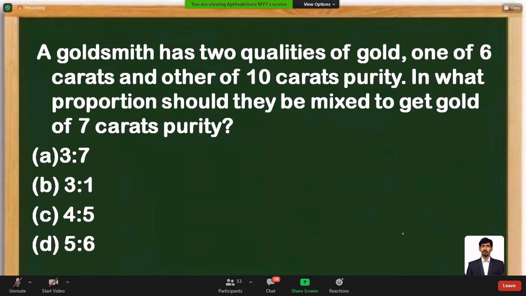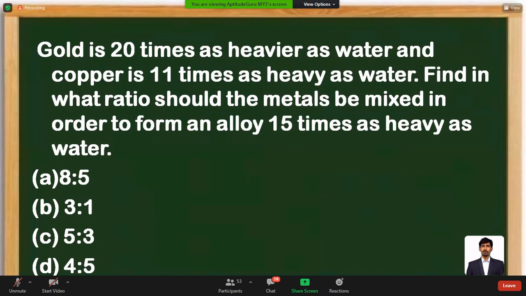A goldsmith has two quantities of gold. One is 6 carats, the other one is 10 carats. The mixture is 7 carats. In what ratio do we have to mix them? So this is giving a result as 3, this is giving a result as 1. The ratio is going to be 3:1. Look at the next question which is available on the screen.